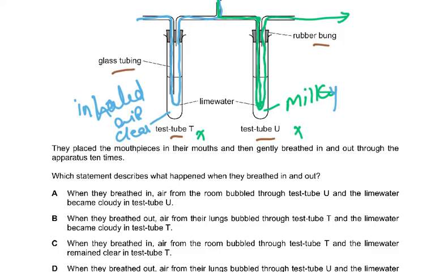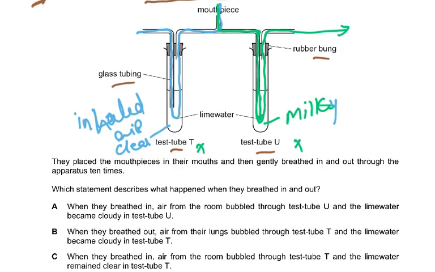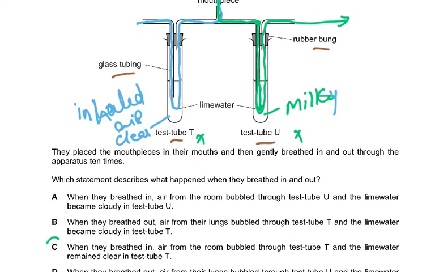When they breathed in, air from the room bubbled through test tube T and the lime water remained clear in test tube T. So, you see, this is what you have got to understand. If you don't understand this, you can't do this question. So the correct answer is C.